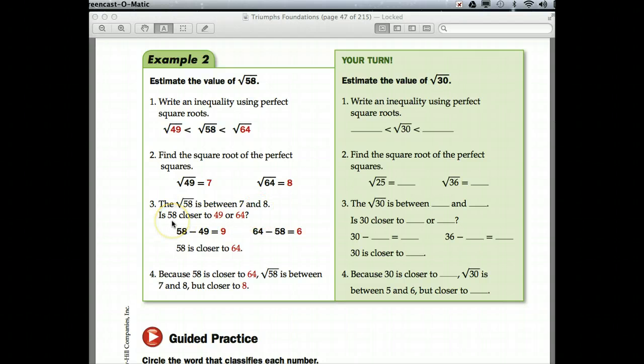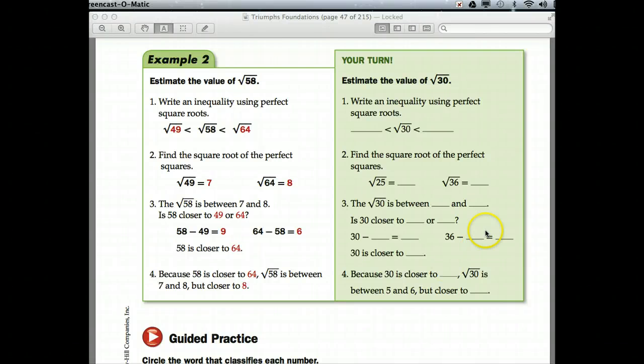So which one is it closer to? Well, if we take this 58 and we subtract 49 from it, we get 9. And if we take 64, since it's larger, and we subtract 58 from it, we get 6. So notice it's closer to 64. So because 58 is closer to 64, the square root of 58 is between 7 and 8, but it's closer to 8. So pause the video for a moment and fill in each of these blanks, and then turn the video back on and we'll go over the answers together.